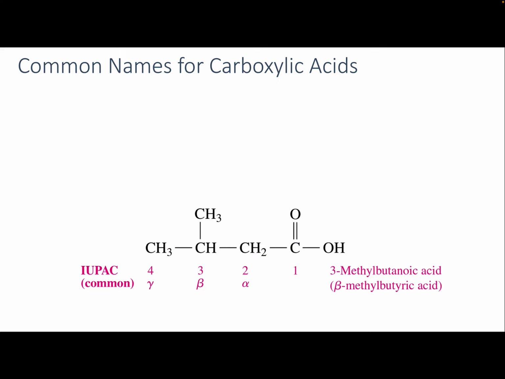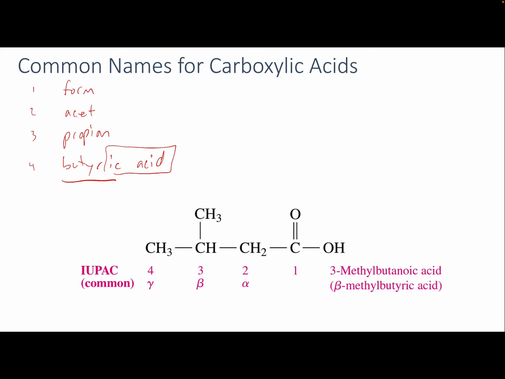Carboxylic acids do have common names, and many are still called by their common names. There are some prefixes. So for 1 carbon, 2 carbon, 3 carbon, and 4 carbon, we get some different prefixes than you're used to. Form for 1, acet for 2, propion for 3, and butyr for 4. So for example, this is a 4-carbon carboxylic acid. We would call this butanoic acid, but we could call this butyric acid. So butyr, and then we add ic acid to it.